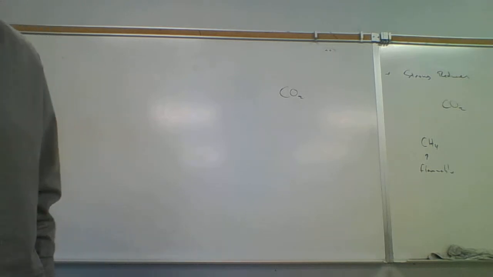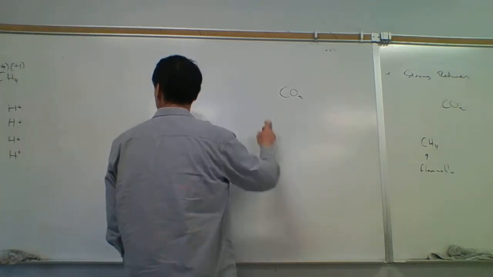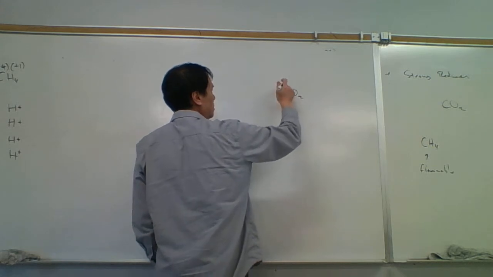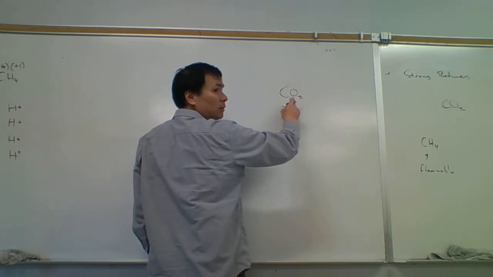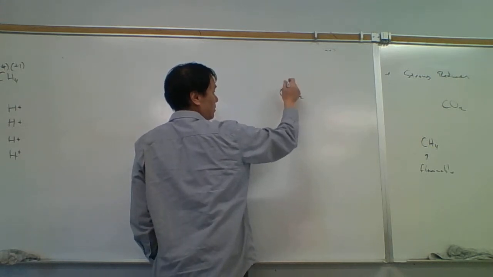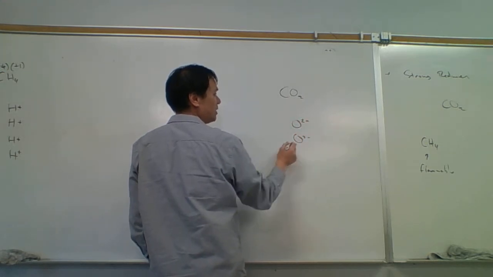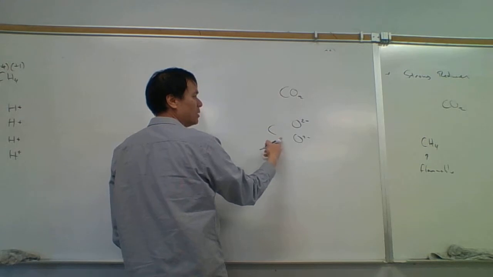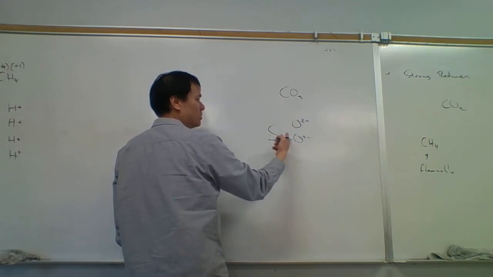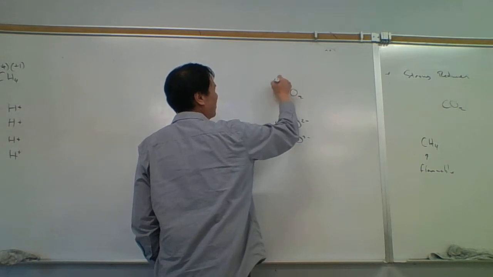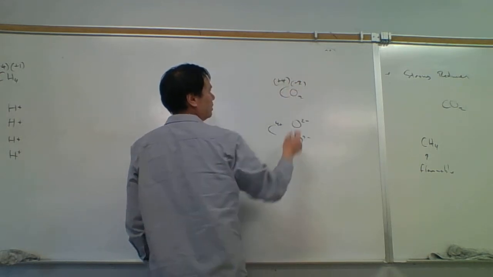The reason you can't burn it is because, let's take a look. What is carbon here? Well, oxygen is what? Yeah, oxygen is 2 minus. So we only have 1 carbon. That 1 carbon has to take care of all that charge, so it's plus 4 and minus 2.